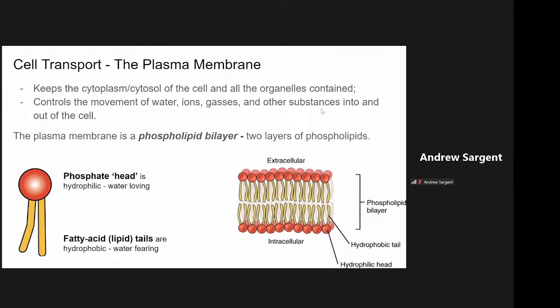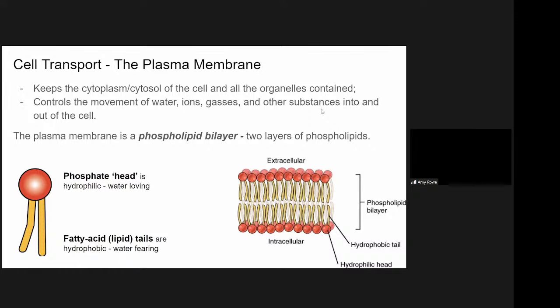Awesome, thank you. All right, so on to looking at the plasma membrane, which is important for cell transport. The plasma membrane surrounds our animal cells and our plant cells. It keeps the cytosol, or the cytoplasm of the cell, contained, and all of the organelles contained, and it controls the movement of anything that goes into or out of the cell. So water, glucose, ions, gases, and other substances, nutrients, those sorts of things.